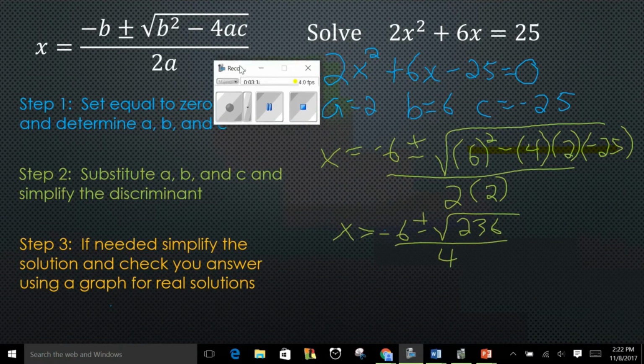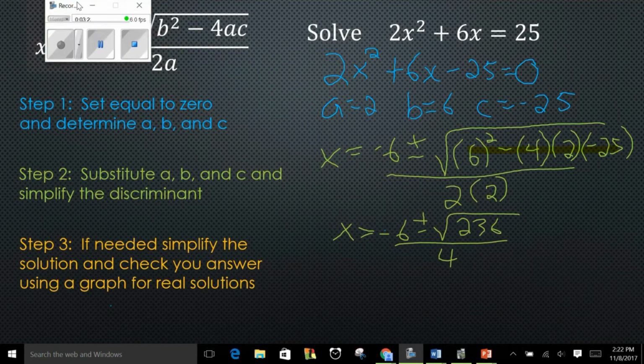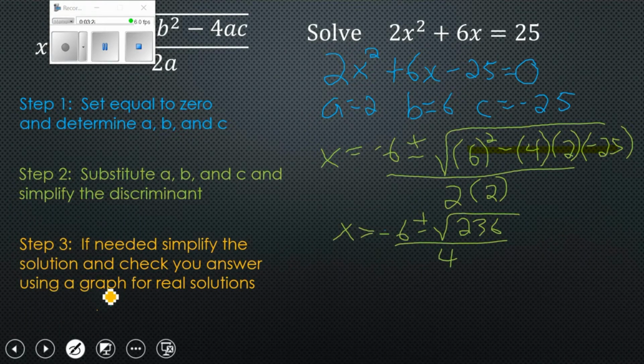I'm going to move this out of the way. So we got x equals negative 6 plus or minus. And since we had 4 times 59, we're going to take the square root of 4 and take that outside the radical. So that's a 2. And then we have a 59 here. And then that's all over 4.